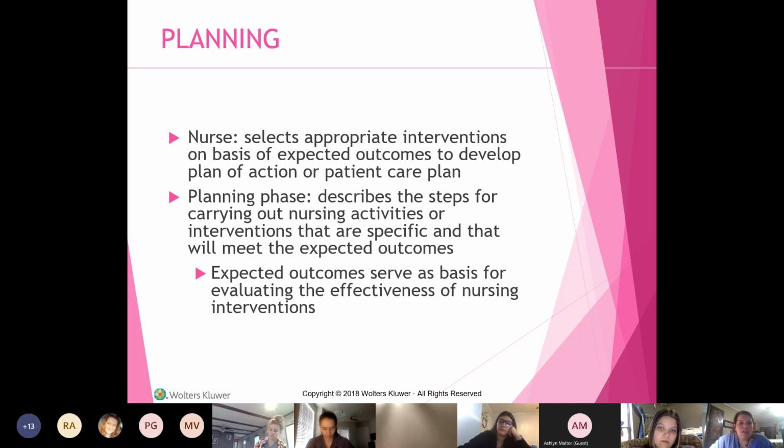In planning, the nurse is going to select the appropriate interventions. Going to describe the steps for carrying out the nursing activities that are specific and will meet expected outcomes. And those expected outcomes are going to serve as a basis for evaluating the effectiveness of nursing interventions.